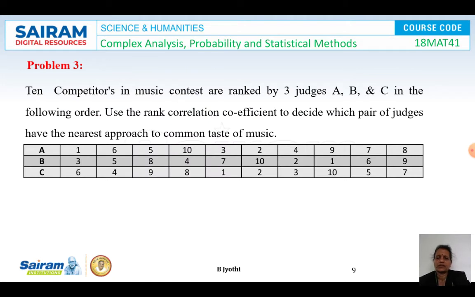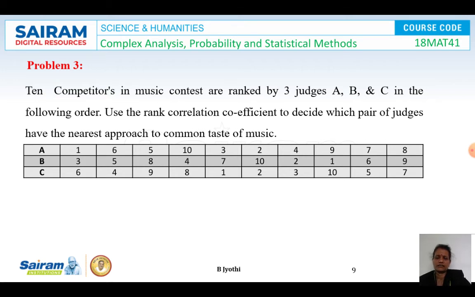Next problem. 10 competitors in a music contest are ranked by 3 judges, that is A, B, C. Here 3 judges are there, whereas in the previous problems we have taken the rank of only 2 people or 2 subjects. In the following order, use the rank correlation coefficient to decide which pair of judges have the nearest approach to common taste of music.